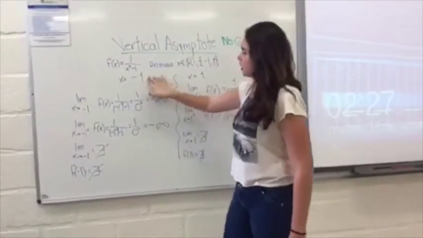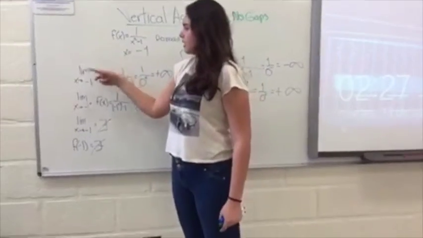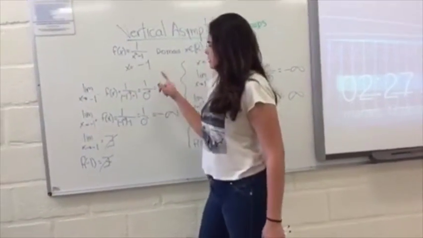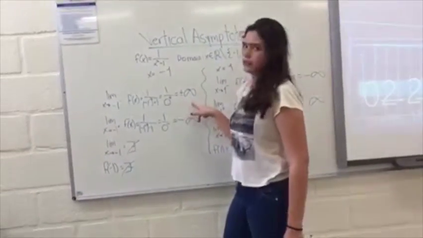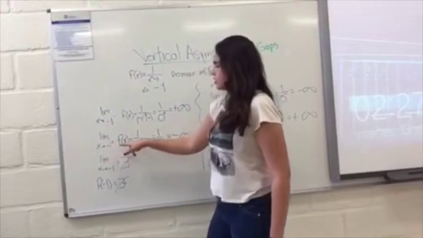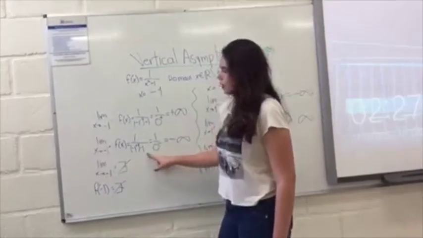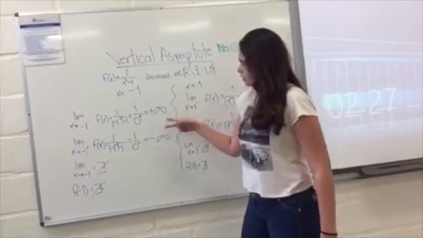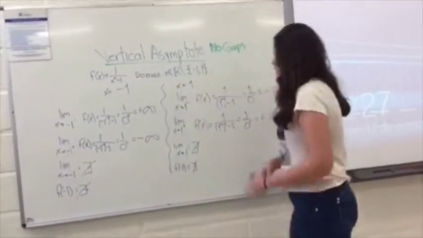And when we take x equals -1, we say as x approaches -1 from the left, we substitute -1 from the left in the function, and we get 1 over 0 from the right, so it is positive. And for the limit as x approaches -1 from the right, we substitute this value instead of x, and we get 1 over 0 from the left. So this equals -infinity.